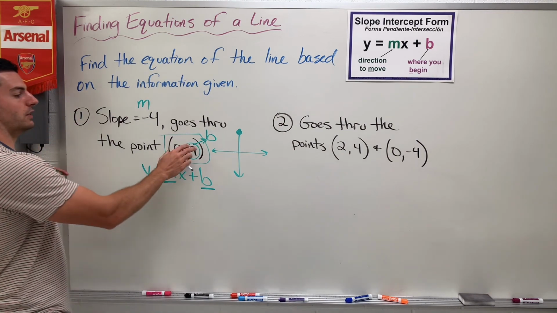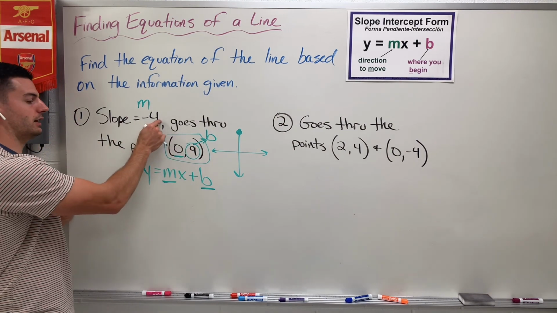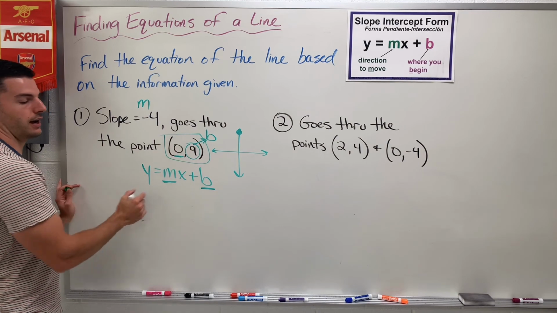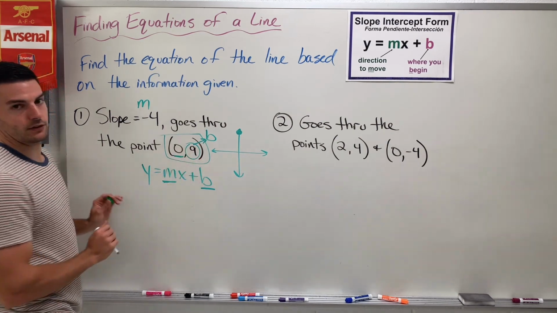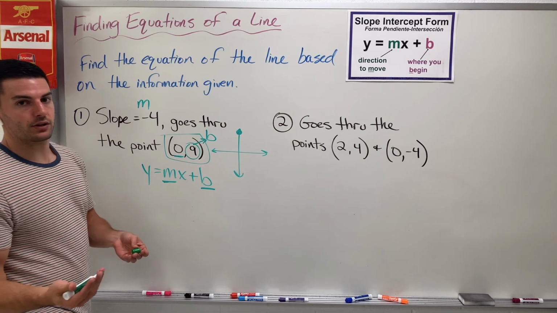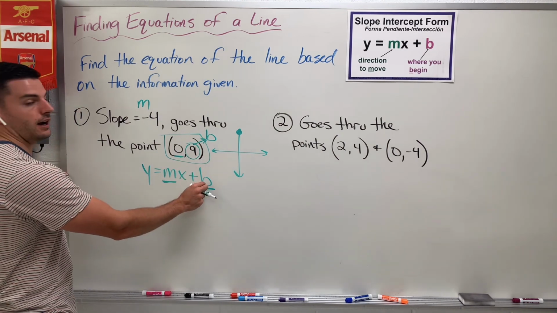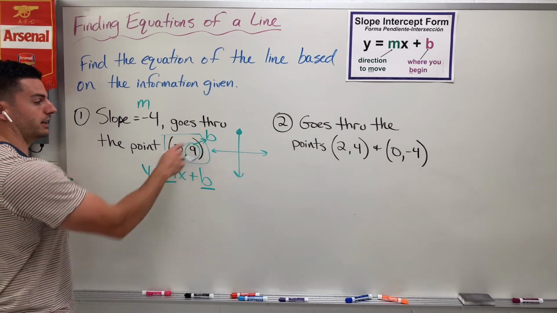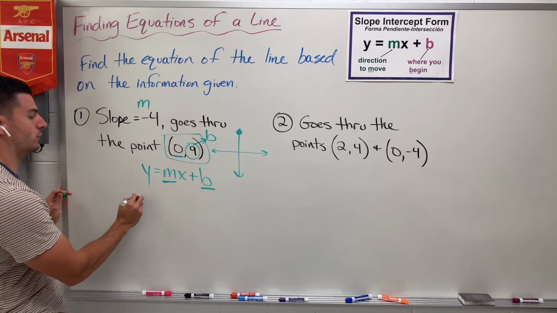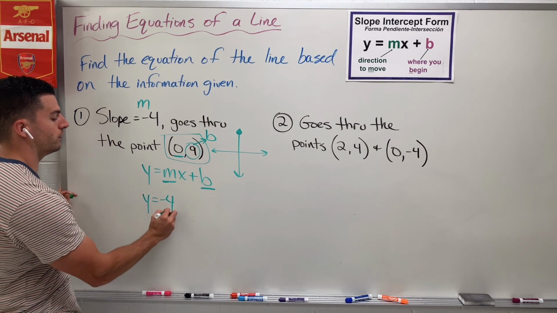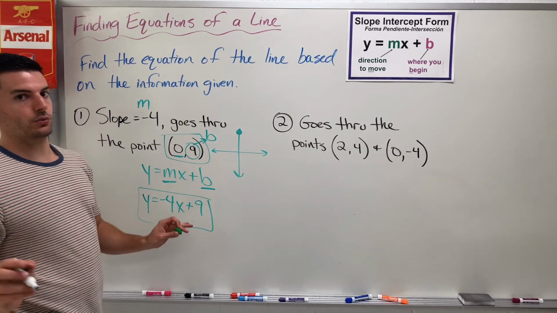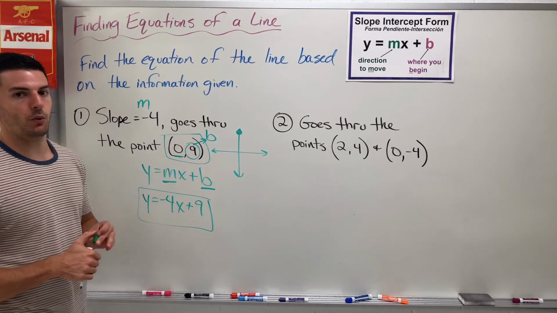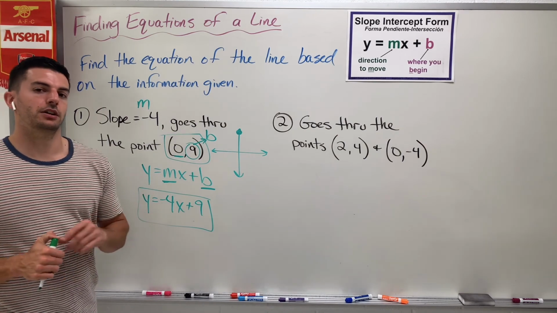So normally in this scenario, I would have to plug in -4 and 0 and 9 into this equation and solve for b. But when it gives me this specific type of point, I don't have to do that. I can just plug in 9 in for b, right? Because 9 is my b value. So this answer would be y equals -4x plus 9. Again, I don't have to do any work because technically it did give me my y-intercept there, just gave it to me in a different way.